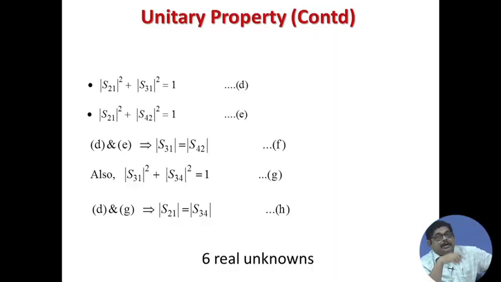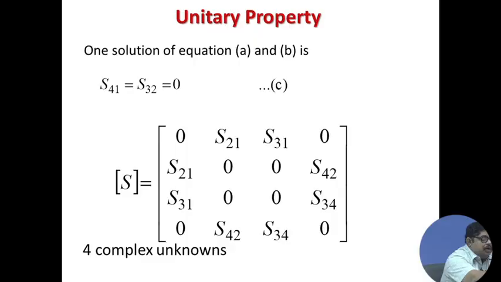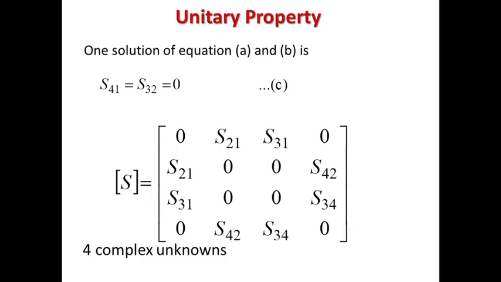Then we invoke further, those earlier ones were 2 different columns, one of them with the conjugate of the other, that was 0. Now, another property is the unitary property. By that, whatever matrix you got from here, I can say S21 squared plus S31 squared magnitude is equal to 1, S21 squared plus S42 squared magnitude is equal to 1, this magnitude squared plus this magnitude squared is 1.